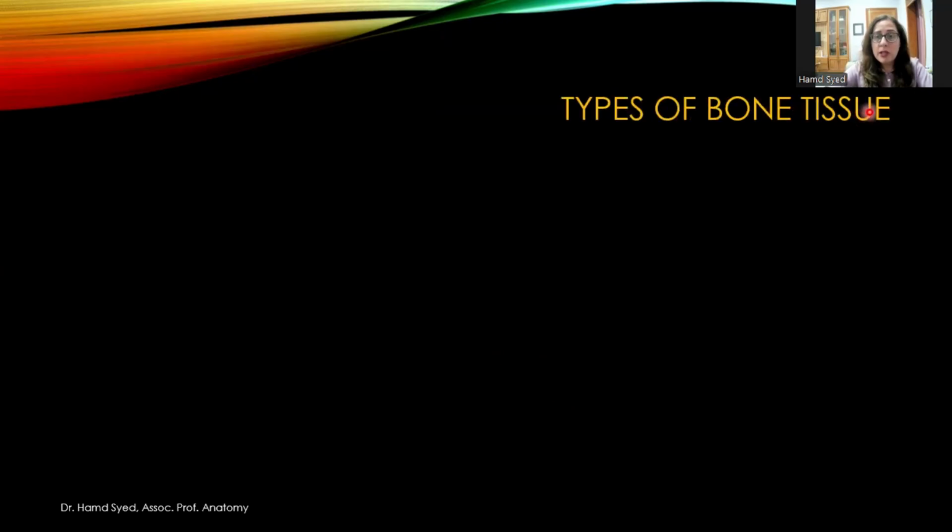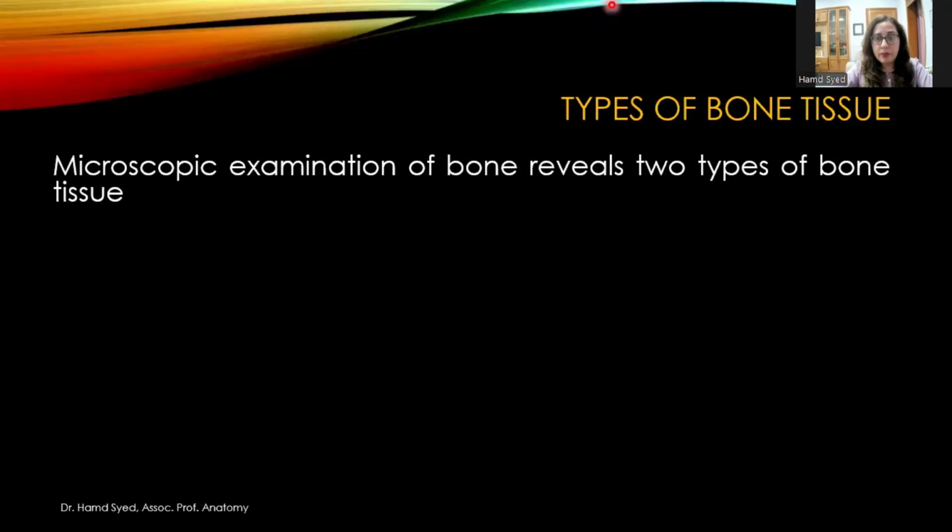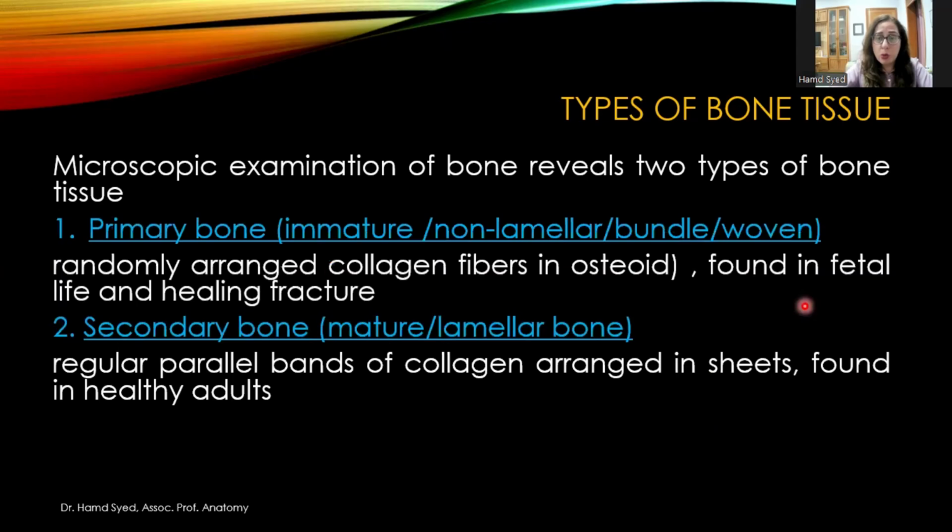Now let's talk about the types of bone tissue. What are the types of bone tissue? Well, we can divide bone into two basic types, that is the primary and the secondary osseous tissue. When we look at bone through the microscope, we will see that there are two types of bone tissue. First, let's talk about the primary bone tissue.